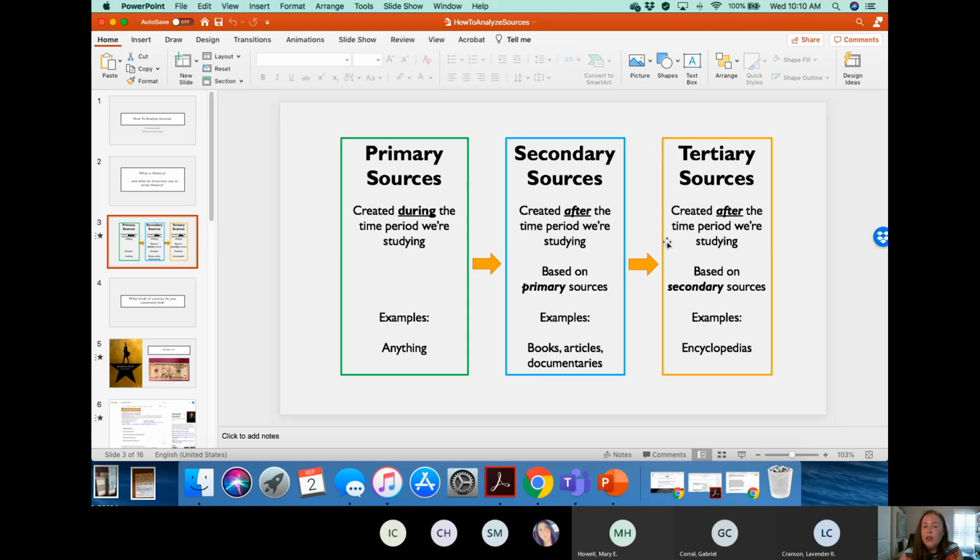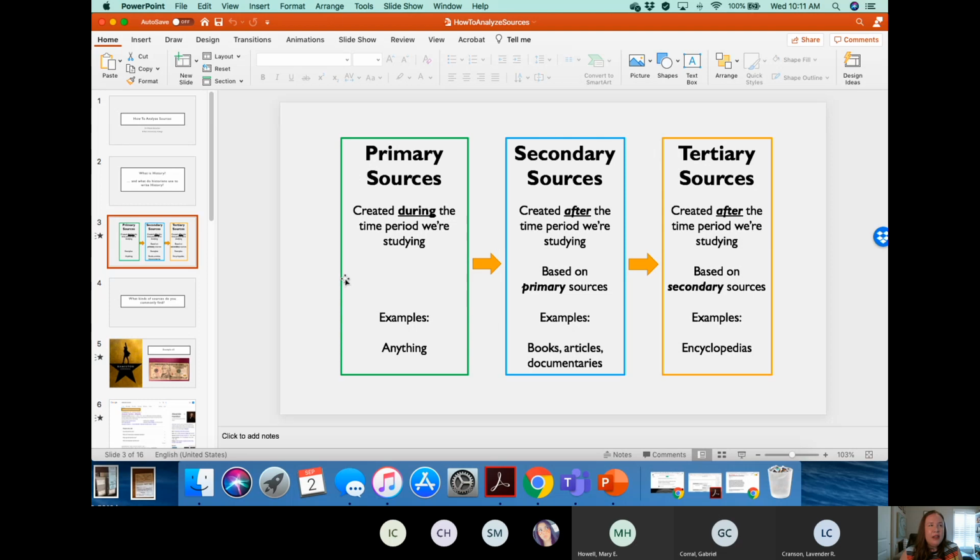And then the last one is what we call tertiary sources. Tertiary means 3. Tertiary sources are created after the time period we're studying, like secondary sources. But the difference between them is while secondary sources are based on primary sources, tertiary sources are based on secondary sources. So this means they're pulling information just from secondary sources, not necessarily from primary.